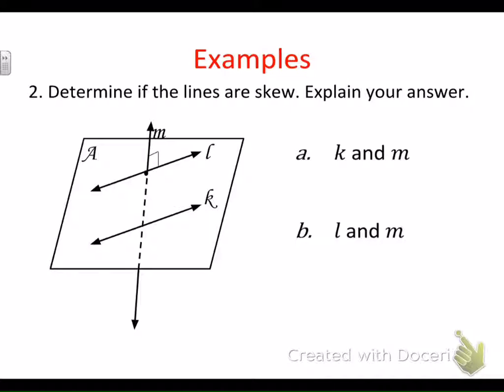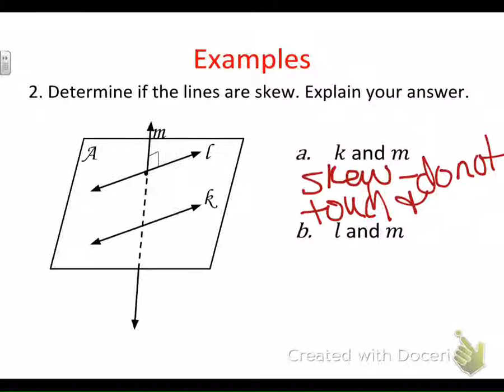Okay. Number 2, example 2, determine if the lines are skew and explain your answer. So this would be a flat surface and line M is going through the surface. Line L and line K are lying on top of the surface. So K and M is going through and K is on top. So these are going to be skew because they do not touch and are on different planes.